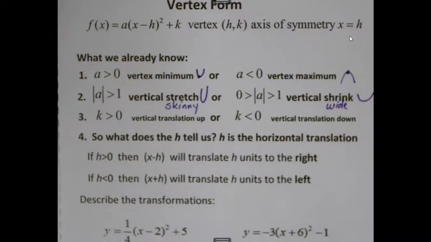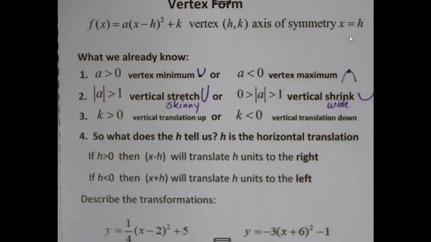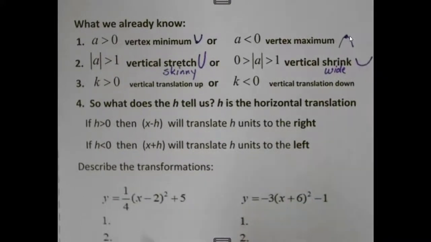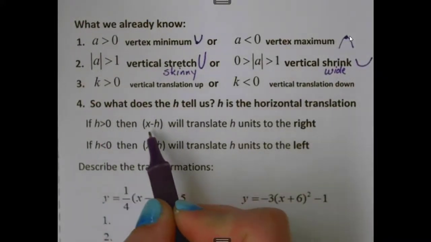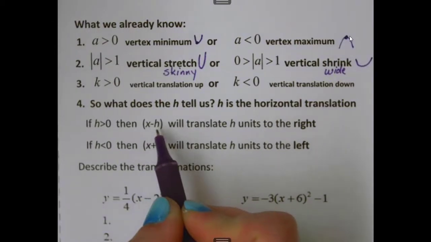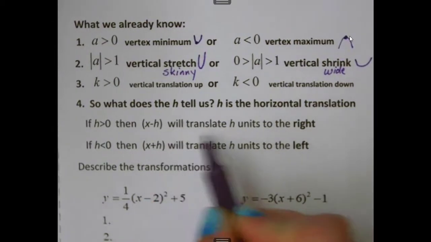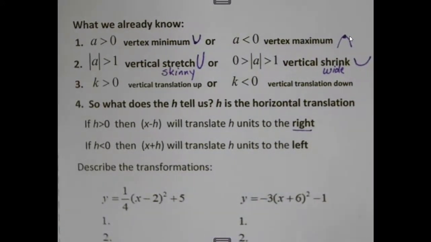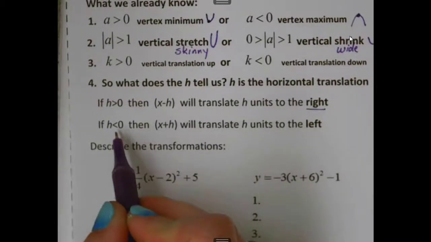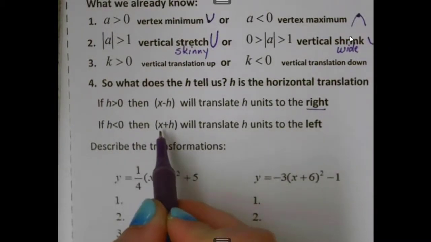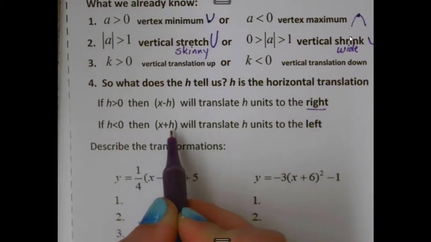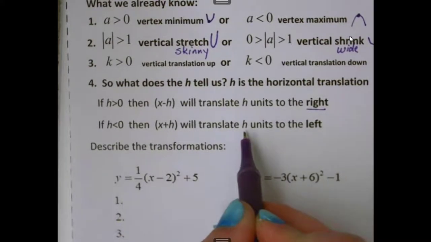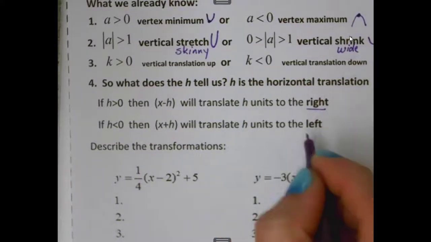So the last thing that we have to talk about is really then that parabola shifting or translating left to right. So let's see what that looks like. If h is greater than 0, then your formula is going to look like x minus h. We're going to translate it h units to the right. If h is less than 0, then the equation is going to look like x plus h. And that's going to translate h units to the left.